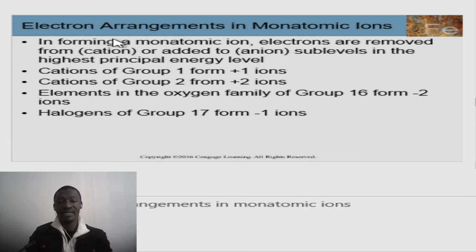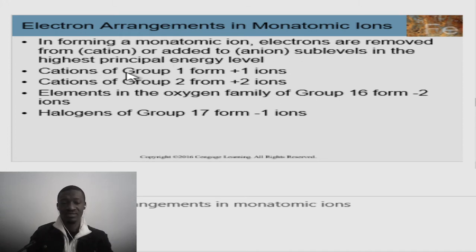So in forming a monatomic ion, electrons are removed from cations or added to the anion sublevels in the highest principal energy level. So remember we said cations, removal; anions, addition. The same implies, because the sodium ion gives one electron and then the chlorine takes. So sodium gives, chlorine takes, and it's all there.